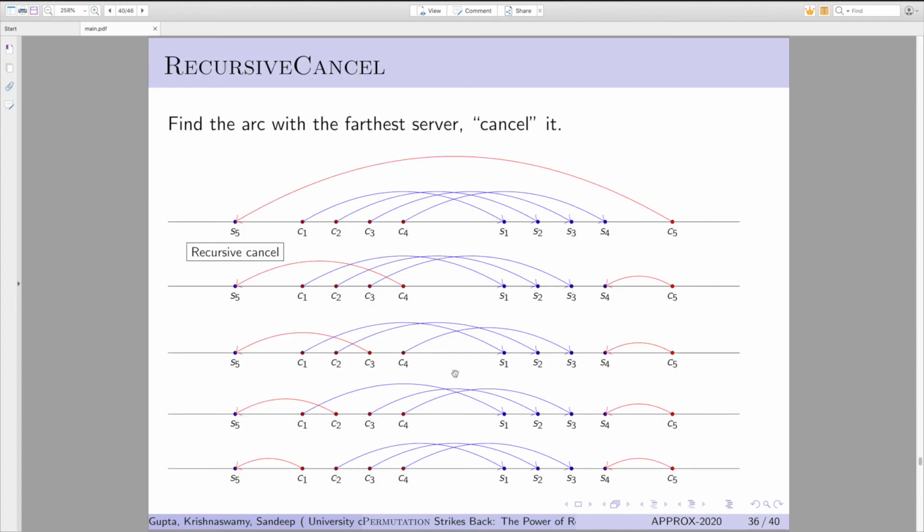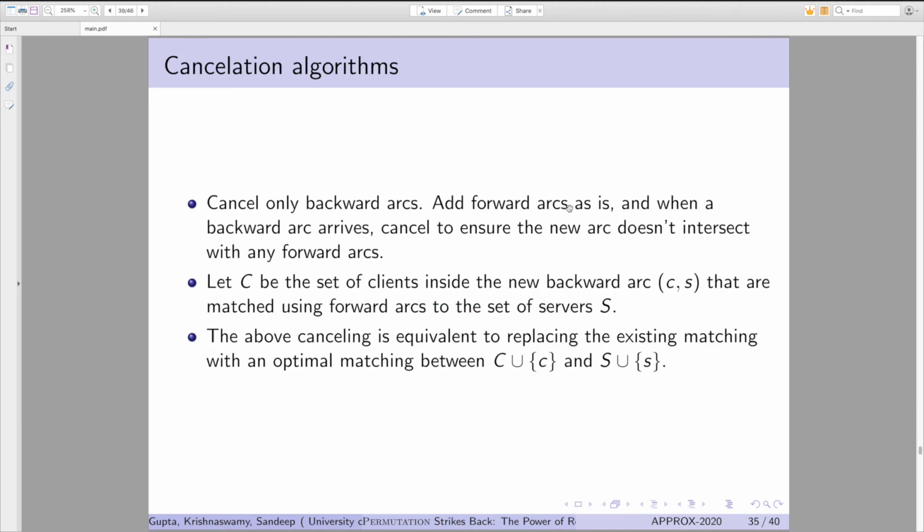For example, here there are many forward arcs and a backward arc has arrived. How do you cancel? Which forward arc do you choose? You can come up with different algorithms based on different notions of choosing which forward arc. But one very important property is that this cancellation is equivalent to replacing the existing matching with the optimal matching between certain clients, the clients that have forward arcs that intersect with this backward arc, and the servers those clients use.